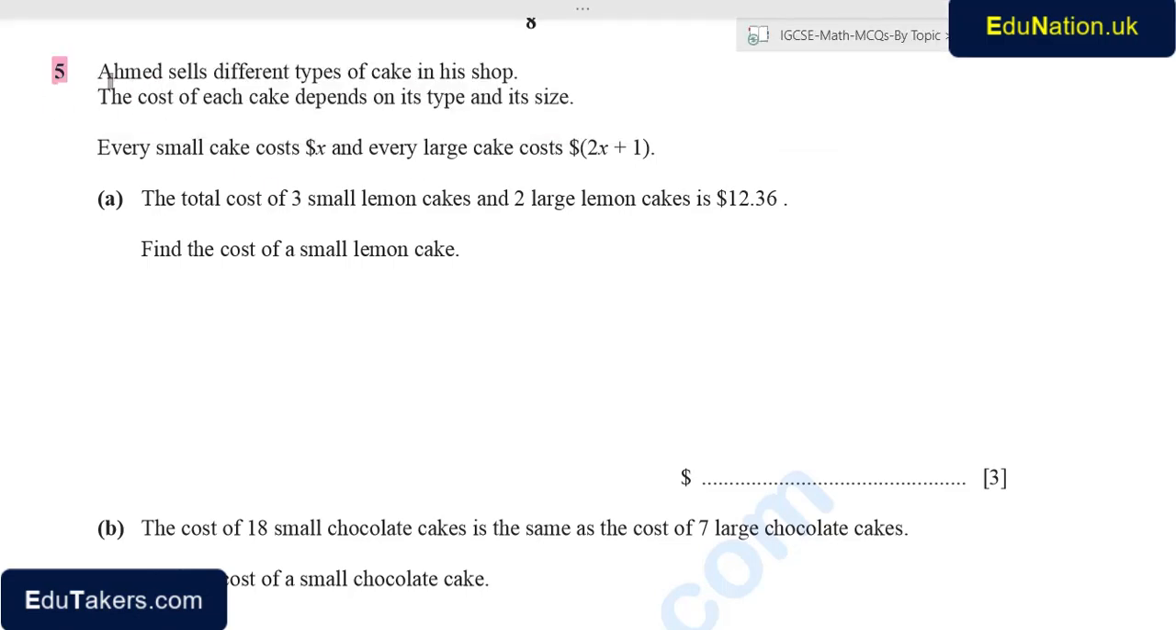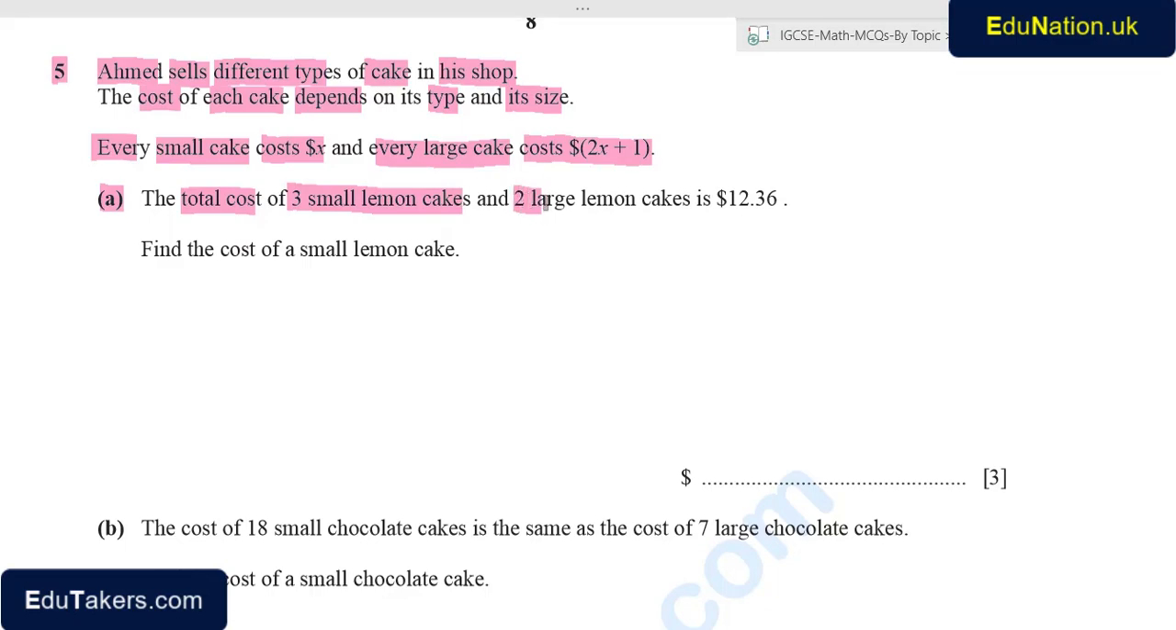Next is question number 5. Ahmed sells different types of cake in his shop. The cost of each cake depends on its type and its size. Every small cake costs x dollars and every large cake costs 2x plus $1. Part A: the total cost of 3 small lemon cakes and 2 large lemon cakes is $12.36. Find the cost of a small lemon cake.